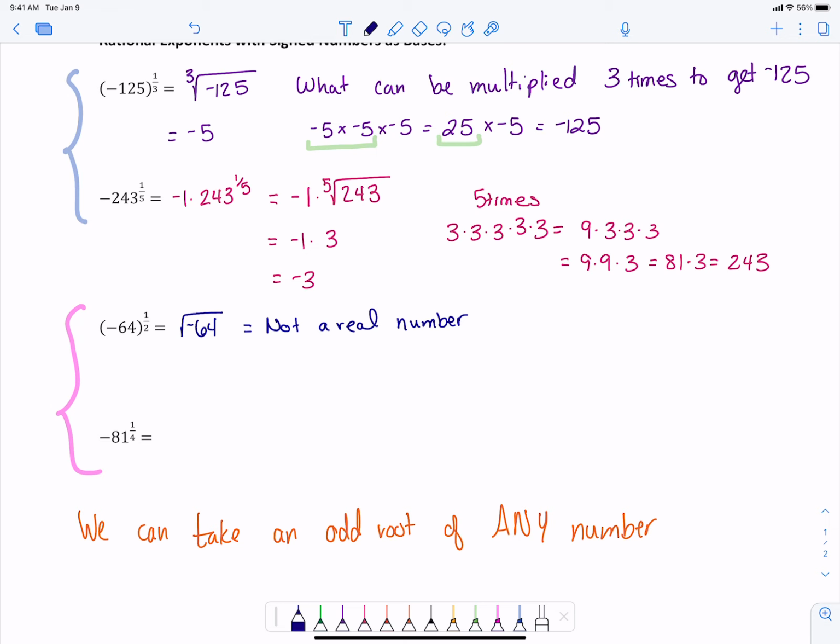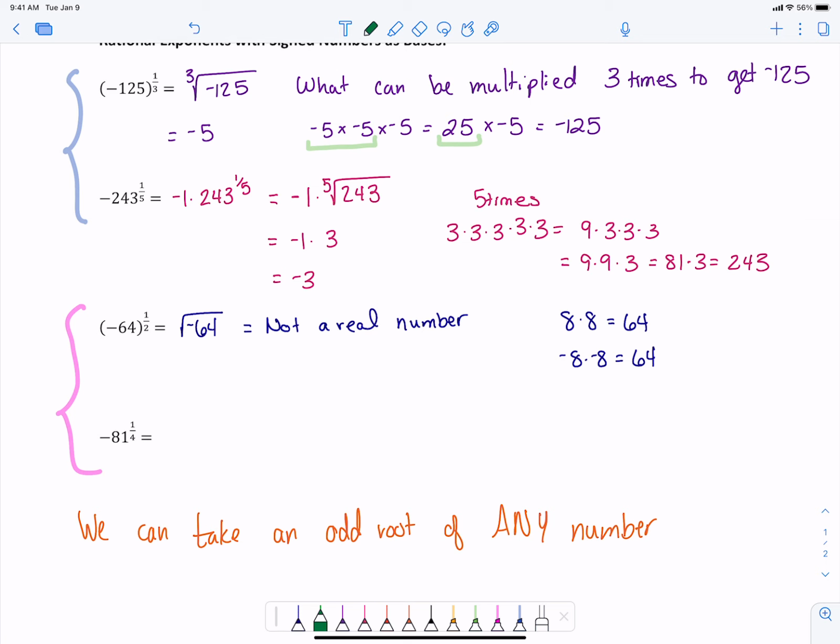We cannot do this. That's because if we had +8, that's +8 times +8, we get 64. If we tried to say, oh, well, maybe it's -8, then we get -8 times -8, which is still +64. So there's no two numbers that are exactly the same that we can multiply together that give us -64. Now you might know what to do with this with imaginary numbers, but don't worry about that right now. We just get to say this is not a real number.